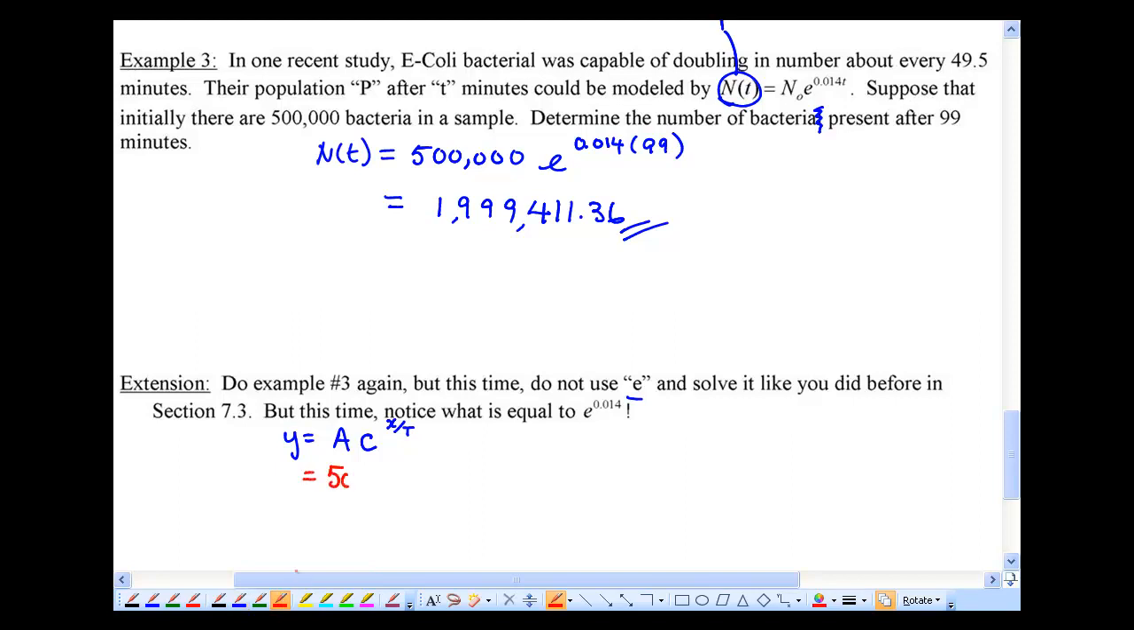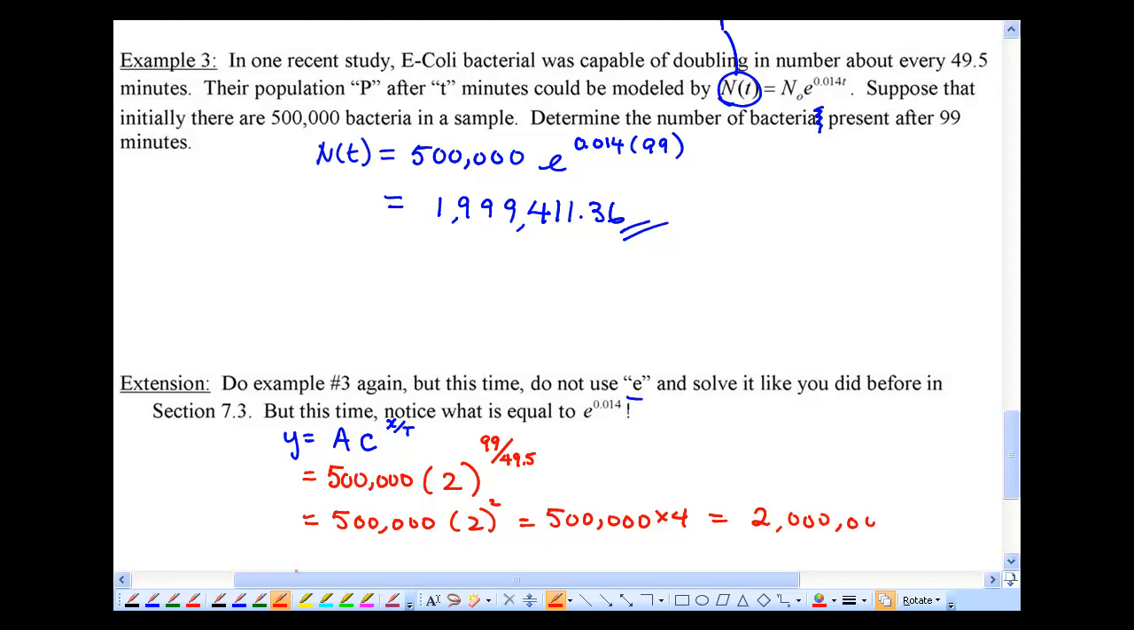Using our info from before, A, which is our initial amount, is 500,000. C in this case is our rate, and because it says the population doubles, it is 2. And since the time here is 99 minutes, but T is the time it takes for one cycle of the rate to occur, that's 49.5 minutes. So we'll get this now. 99 divided by 49.5 is just 2. 2 squared is just 4, and that gives me my 2 million. So pretty close to what I had from above.